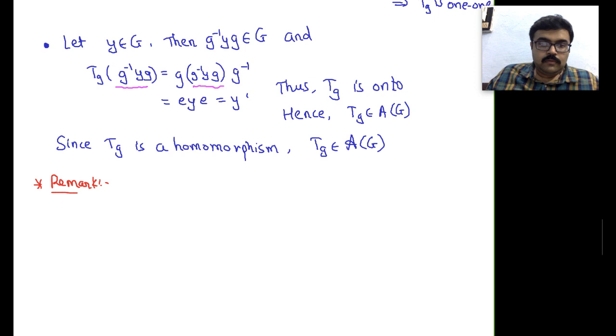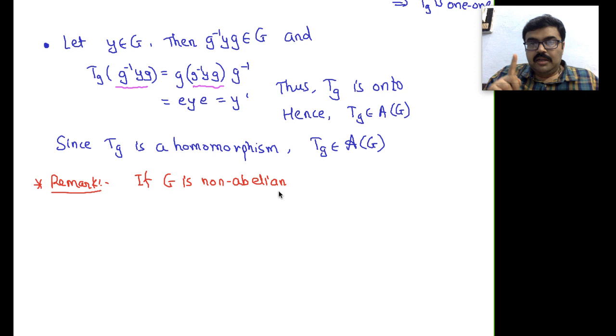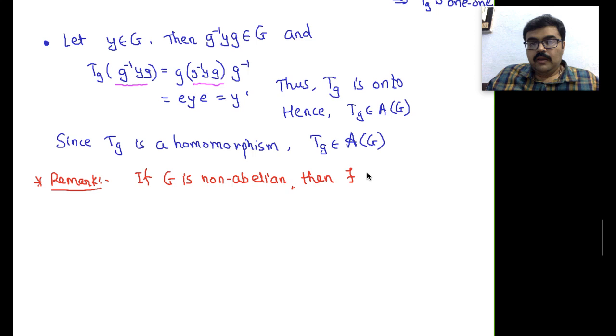If G is non-abelian, so the group is non-abelian. See, abelian group means ab equals ba for every a, b in G. Every a, b commutes. If G is non-abelian, that means there exists one pair. We can find two elements which do not commute. So if G is non-abelian, then there exist a and b in G such that ab is not equal to ba. Right? So if G is non-abelian, then there exists such a pair.